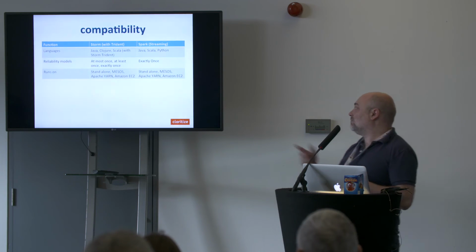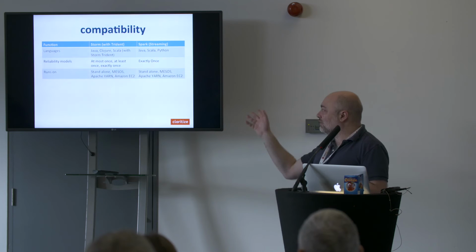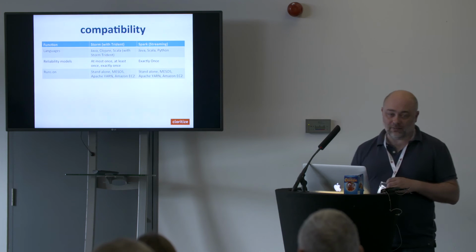Here's a list of the languages each is easily compatible with. As we talked about, Storm: Clojure, Java, Scala, and Spark Streaming: Java, Scala, Python. The reliability models are different, as we talked about, and the things they run on are pretty similar now, I think, between Storm and Spark.